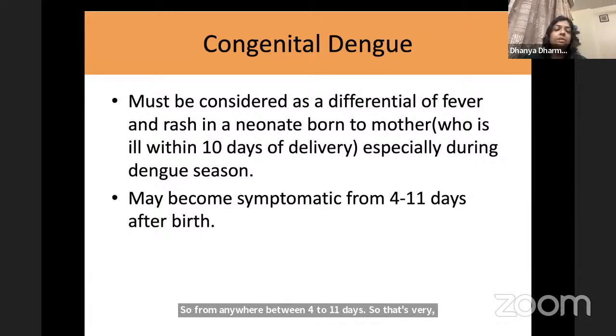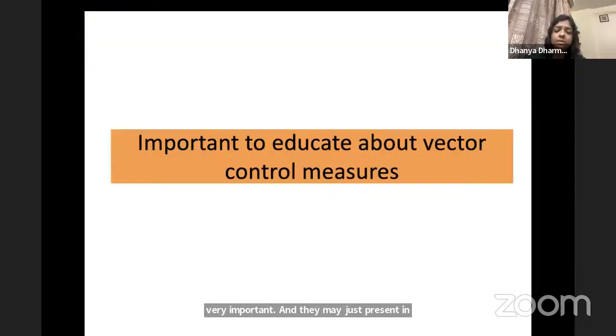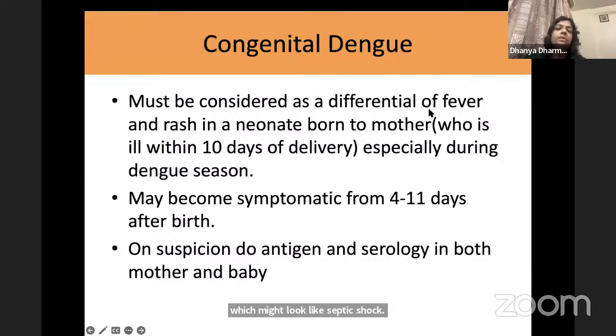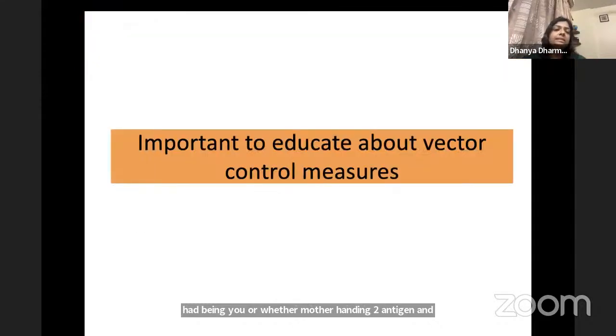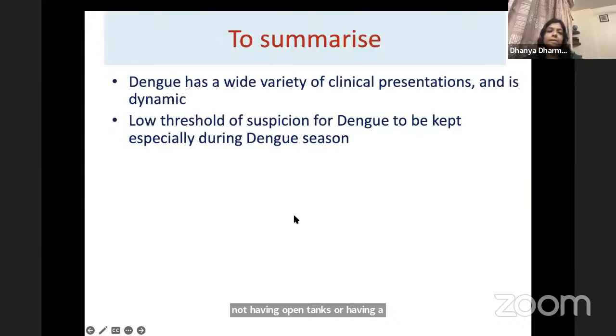And they may just present in shock, which might look like septic shock. So if you have a suspicion that the mother had dengue, do antigen and serology both in the mother and baby, but do not miss congenital dengue, though it is a little rare. And on discharge, it's important to educate every patient of dengue about vector control measures: talk about repellent creams, about using mosquito nets, and about not having open tanks or flower pots which retain water, etc.